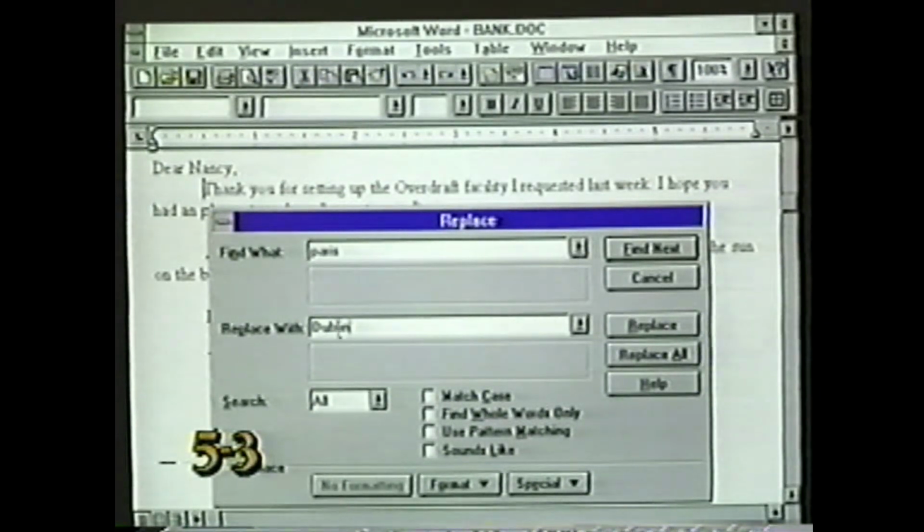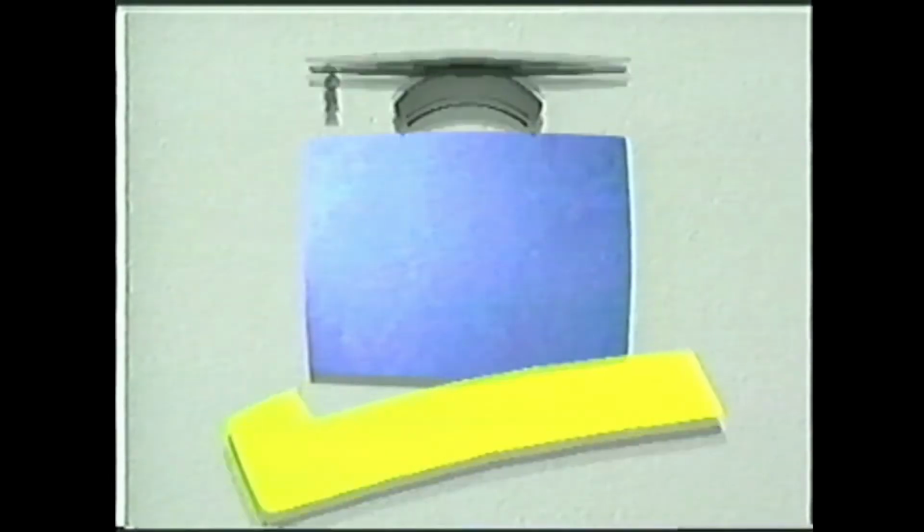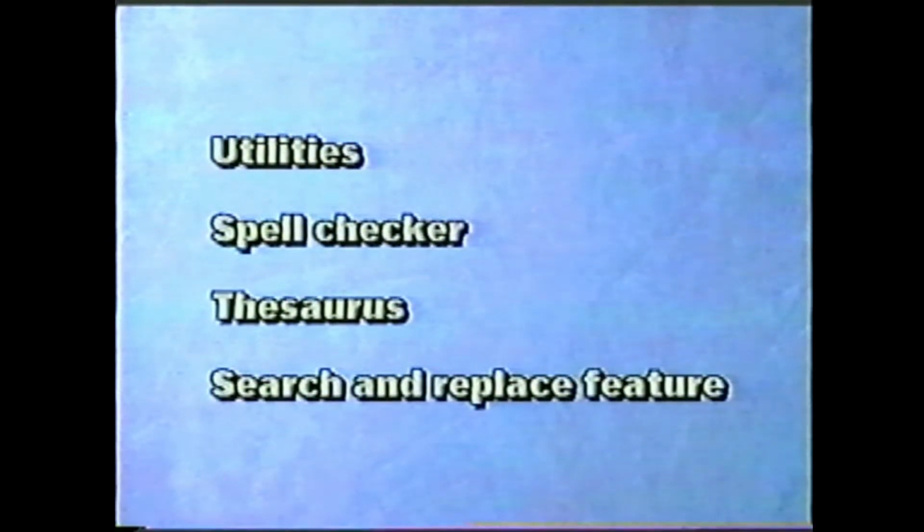Once we have typed in these words, we can either choose Find Next, which will find the next occurrence of that word, or Replace All, which will substitute all the words with the new words automatically throughout the document. This feature is extremely useful in large documents. In Lesson 5, we have looked at Word for Windows Utilities, the Spell Checker, the Thesaurus, and we have used the Search and Replace feature. Now stop this video and take the opportunity to review all items of interest.